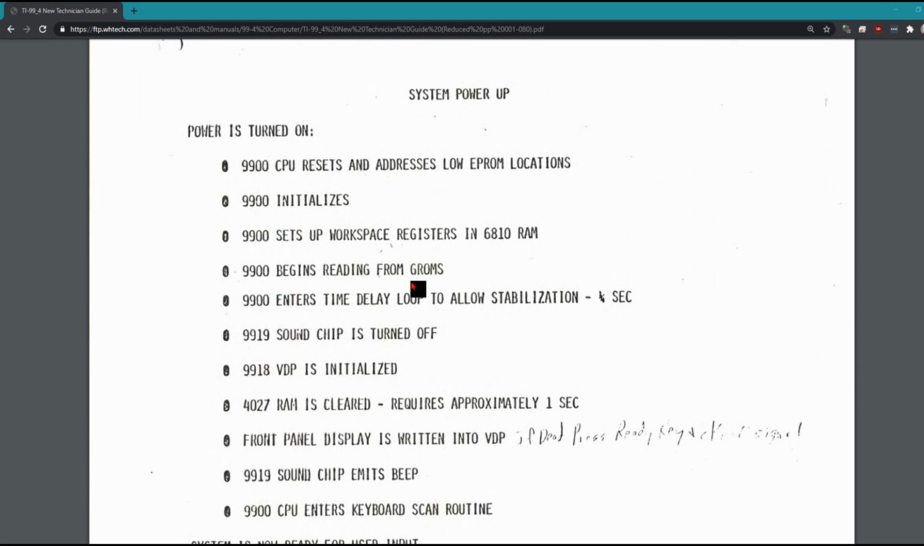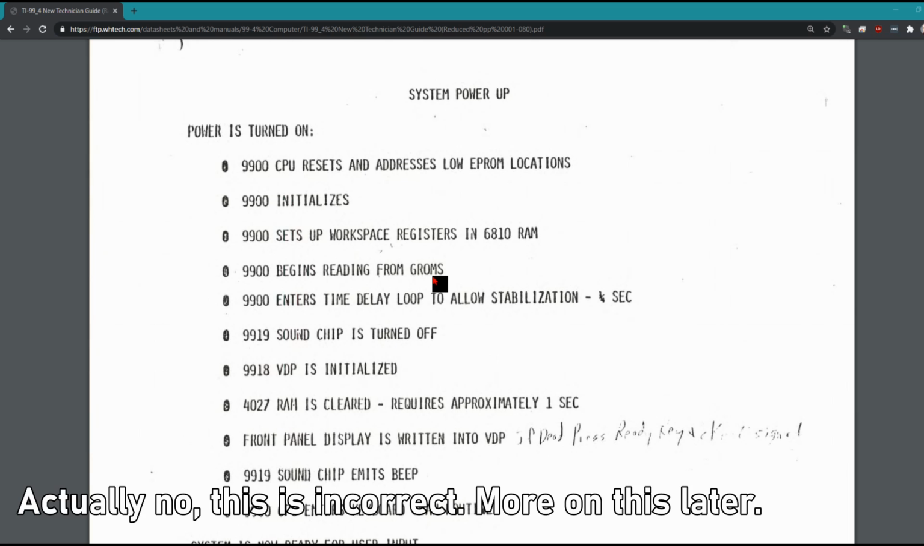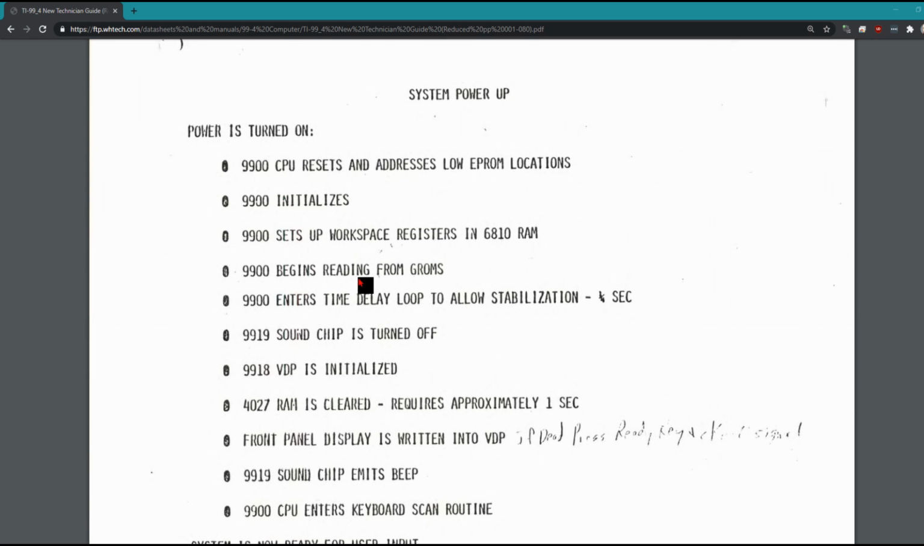Now the GROMs, from my understanding, are high-speed ROM chips that are connected directly to the 16-bit bus, and they're small and they're needed to get the system booting, and then after that it reads from the regular ROM. But let's keep going down here.